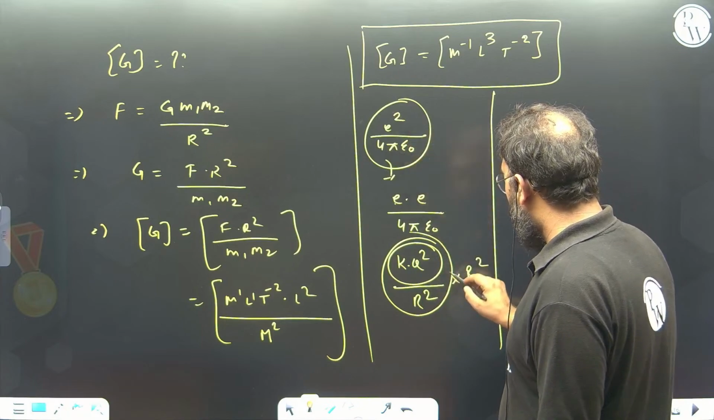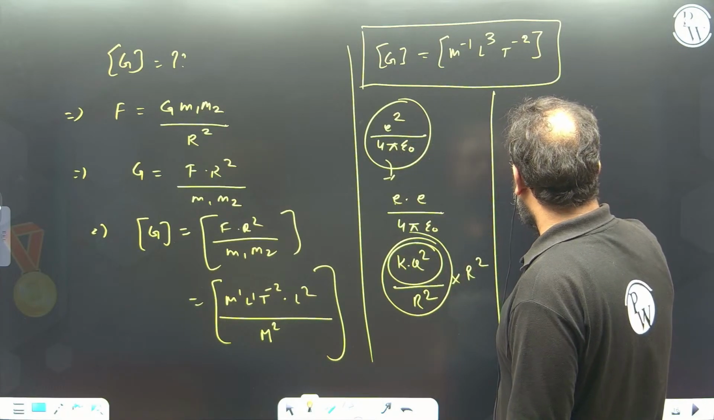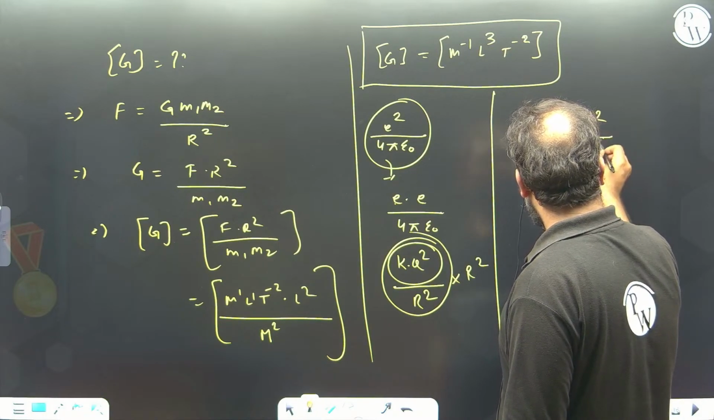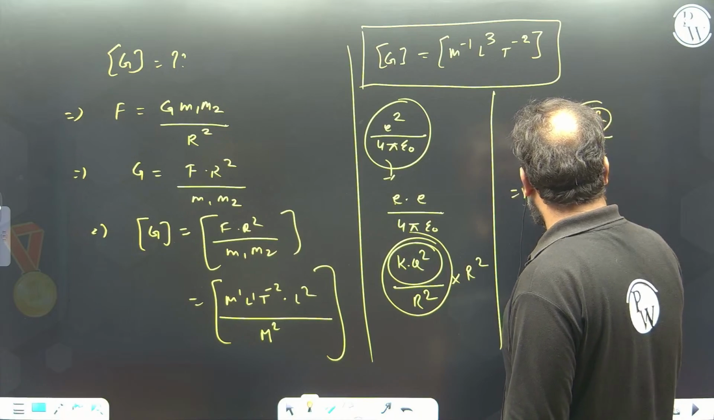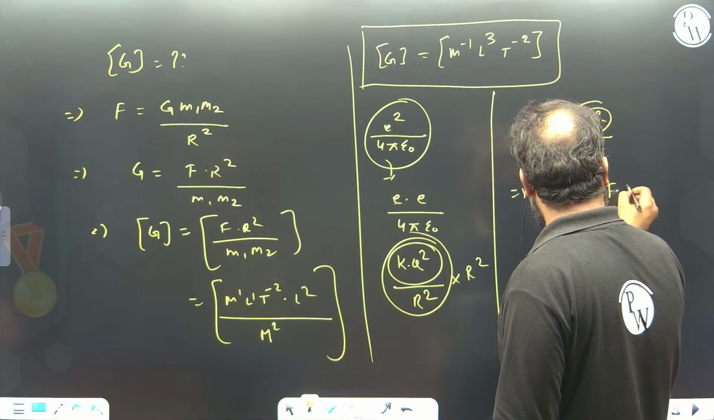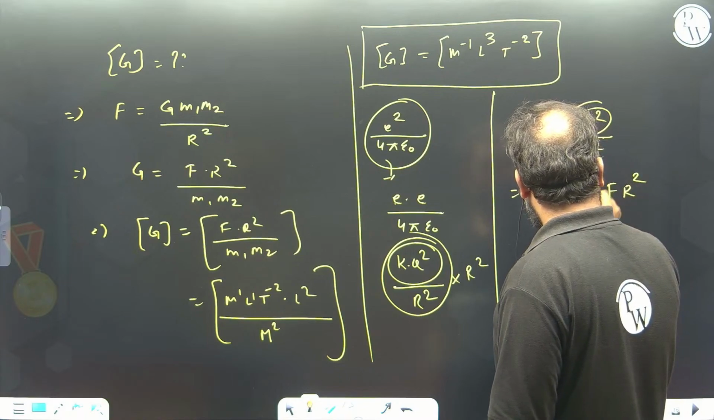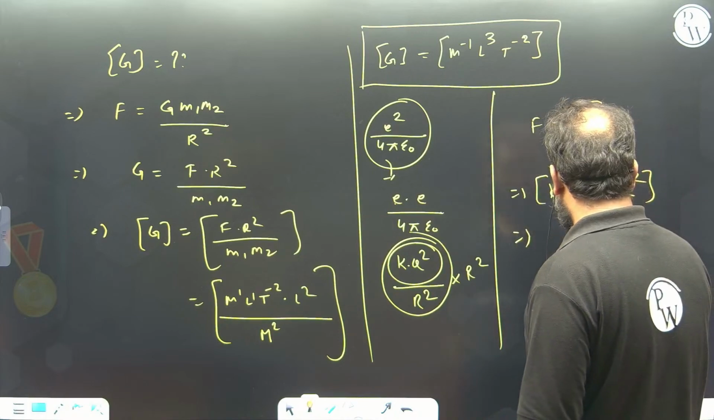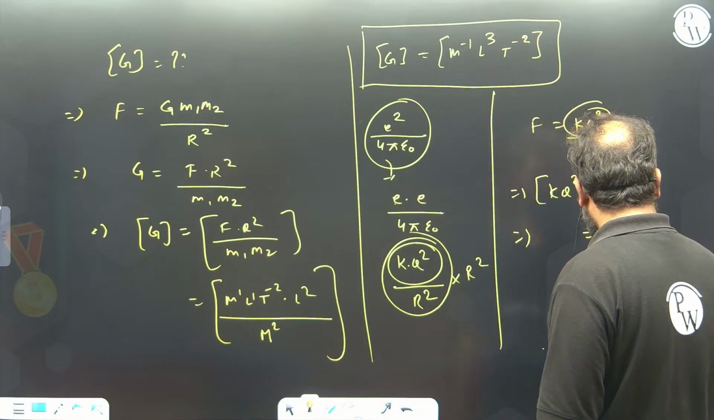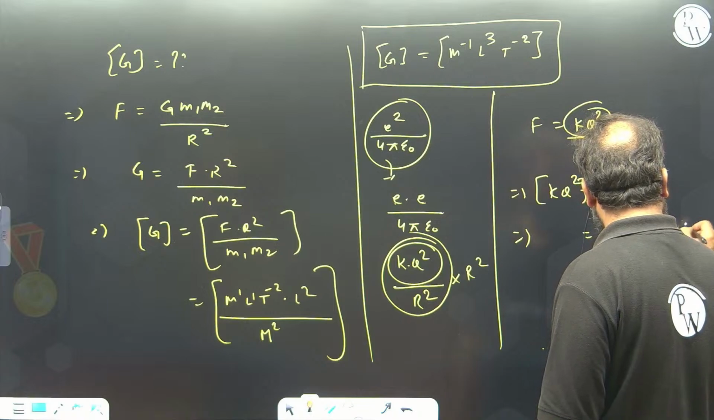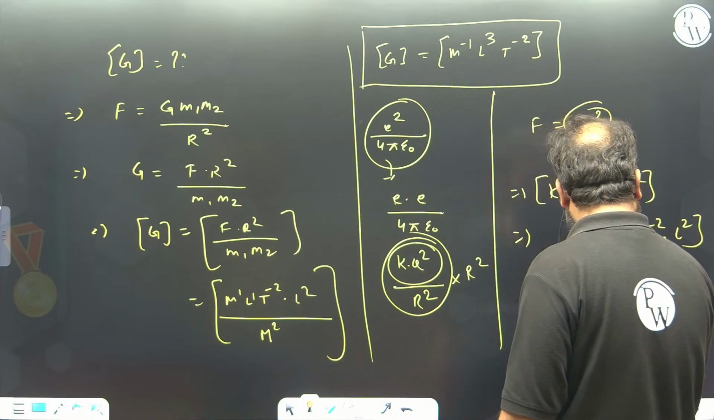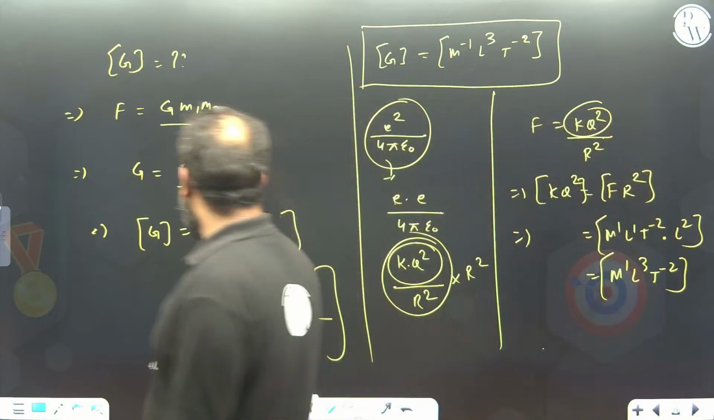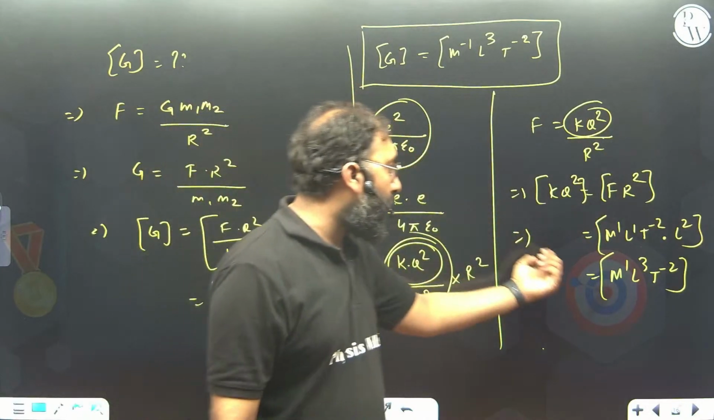So this quantity is KQ square. I know that force equals K Q1 Q2 by distance square. So the dimension of KQ square is F into R square. And this dimension is: force is M1 L1 T minus 2 multiplied by L2. So this is M1 L3 T minus 2. So I have got the dimension of G, and I have got the dimension of this one.